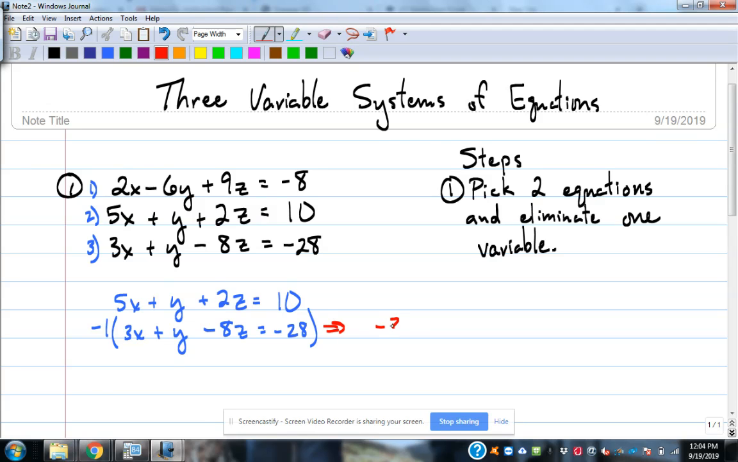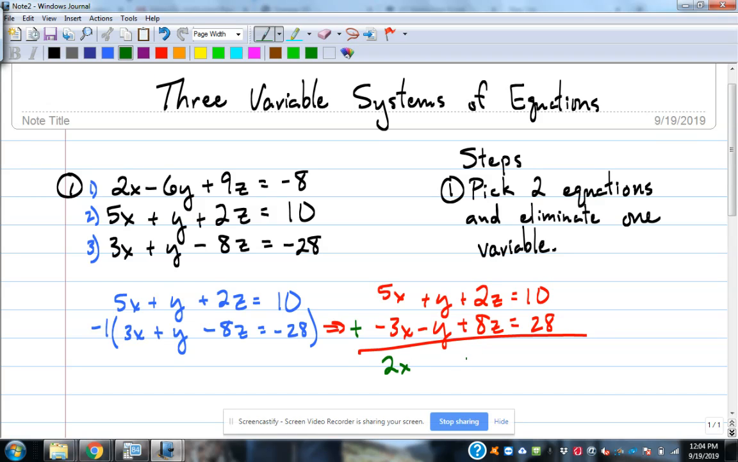So that gets us -3x minus y plus 8z is equal to positive 28. And then the other one didn't change. 2. And so when I add those together, I get 2x plus 10z is equal to 38. So I get an equation that has two variables in it. Okay? I'm going to hang on to that one, just going to set it over there.